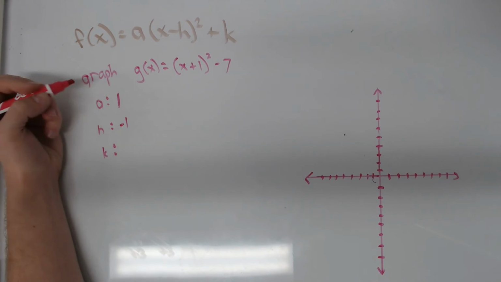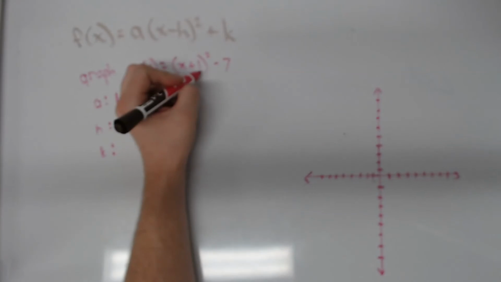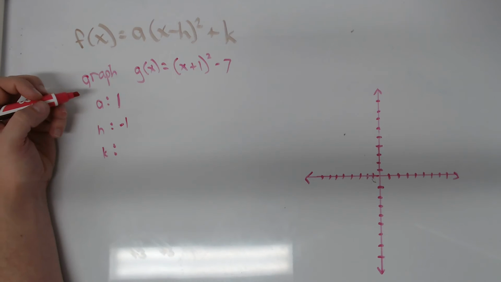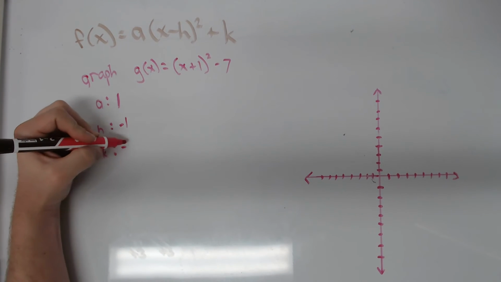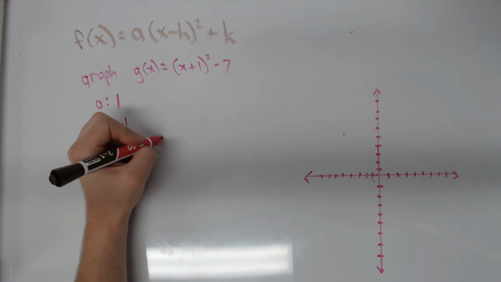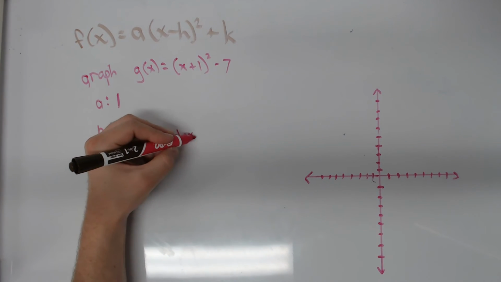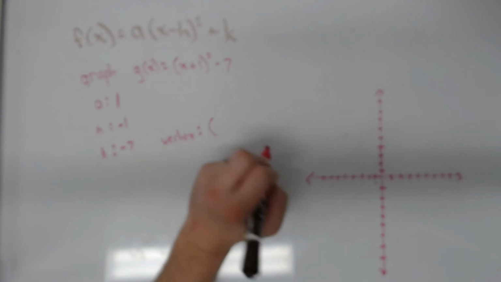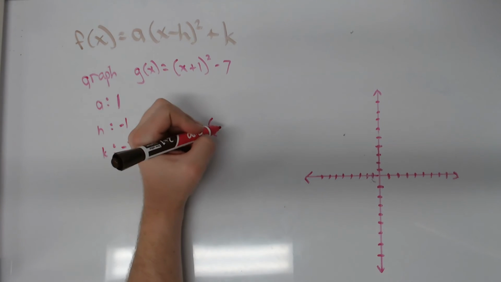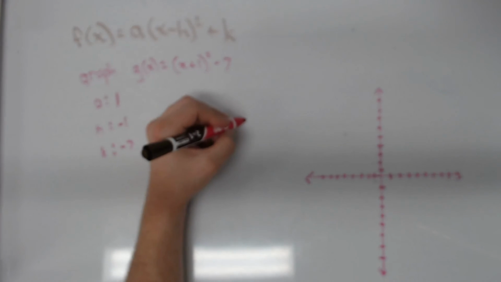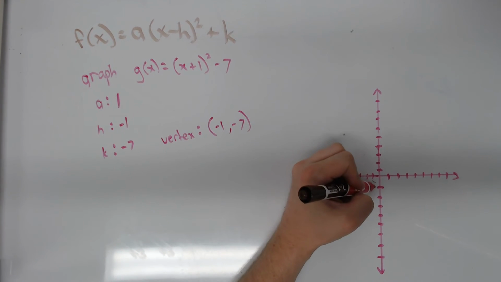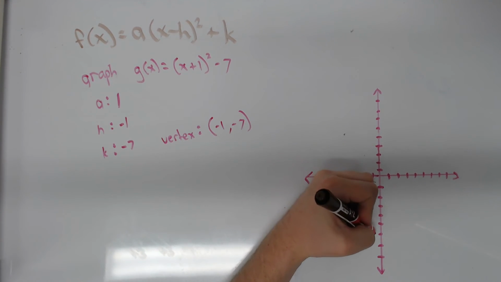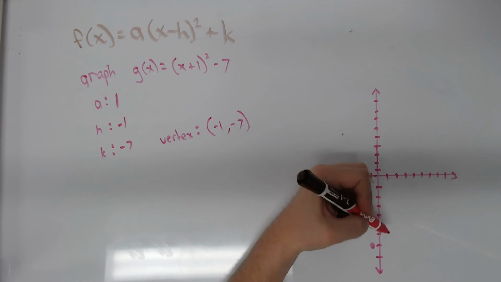h is negative 1 again, minus negative 1. Remember, it's opposite of what you expect for that h value. And then k is negative 7. So my vertex, h comma k, negative 1 comma negative 7. All right, negative 1 comma 1, 2, 3, 4, 5, 6, 7, negative 7.